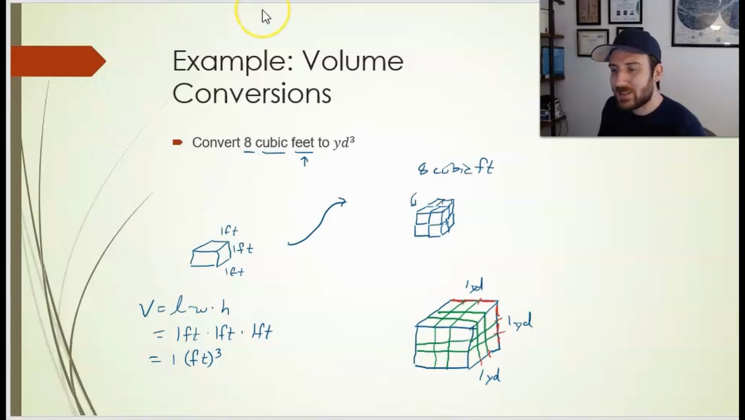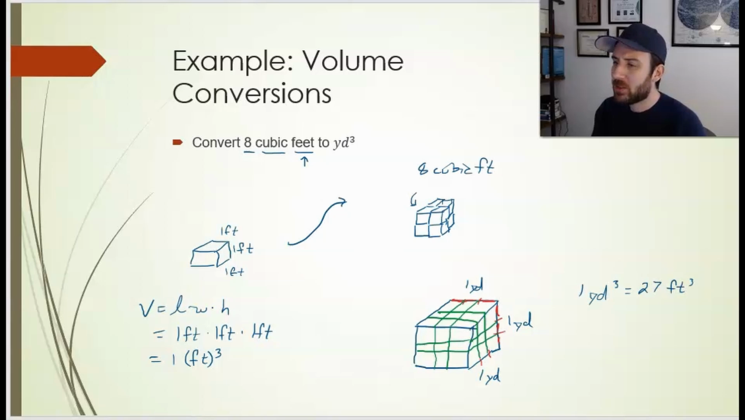I think there's 27 cubes here it would have created. There would have been 1, 2, 3, 4, 5, 6, 7, 8, 9 cubes in the front, and then another 9 right behind it, and then another 9 right behind that. That's 27. So there's 27 cubic feet in a cubic yard. Let's write that down. 1 cubic yard, which would be 3 repetitions of yard, is equal to 27 cubic feet, which would be 3 repetitions of feet.